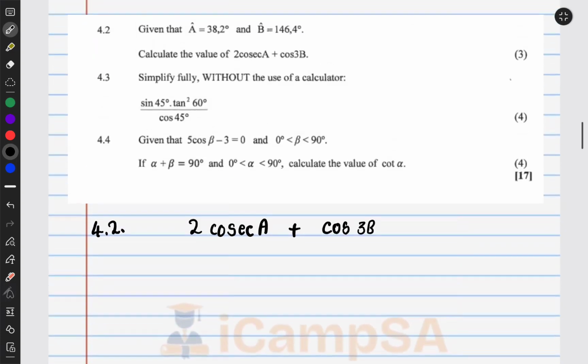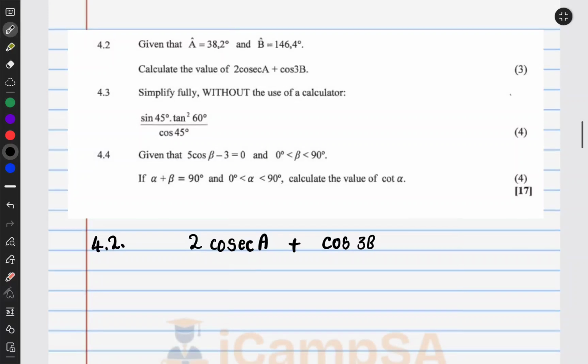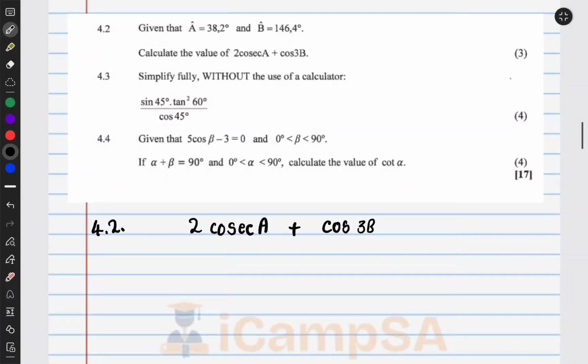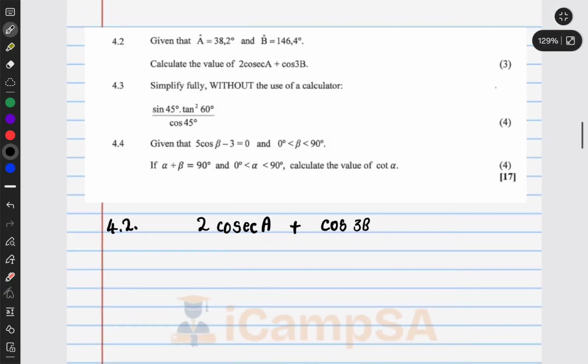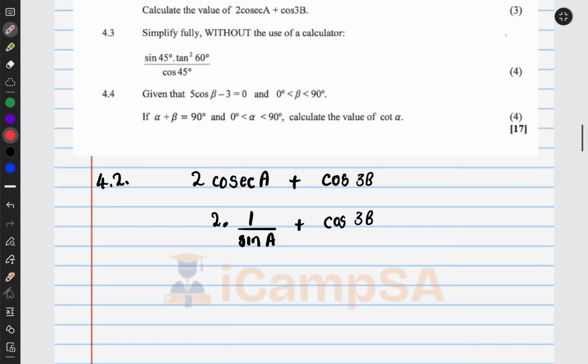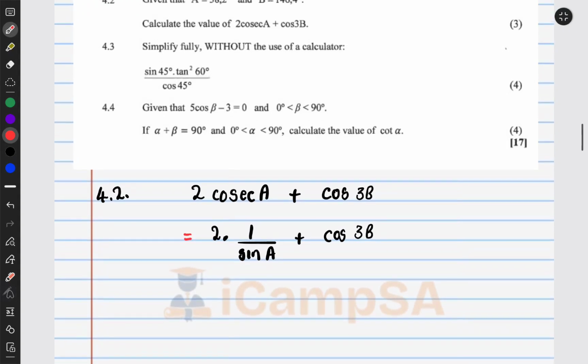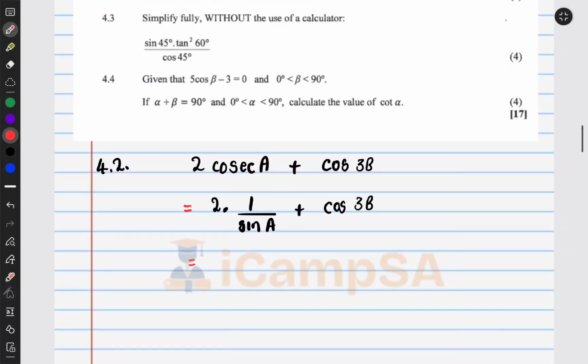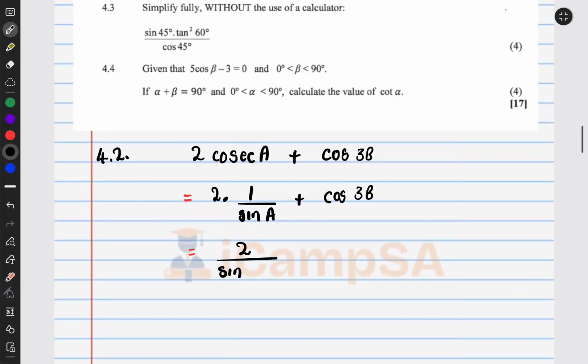Before we substitute the values of A and B, what do we have to do? Let's change the reciprocal to the one we are used to. What's the reciprocal of cosec? It is sine. So we have 2 multiplied by 1 over sine A plus cos 3B. That's the first step. Let's now substitute the values of A and B. So we're going to have 2 over sine A. What is the value of A? A is 38.2 degrees.